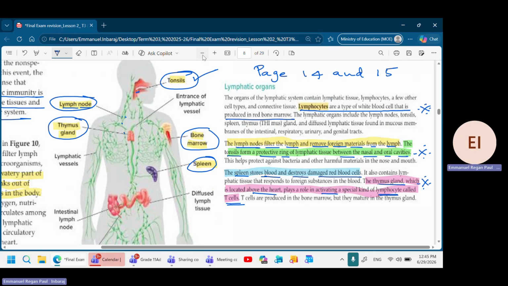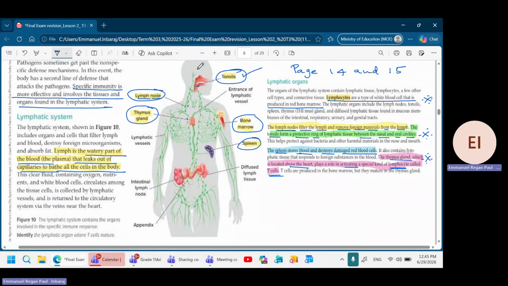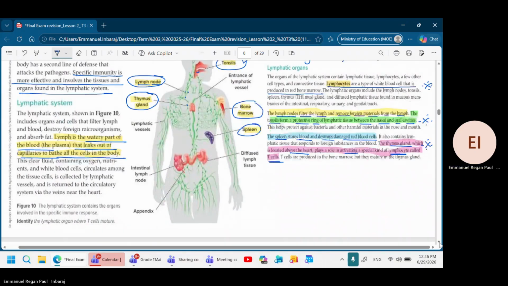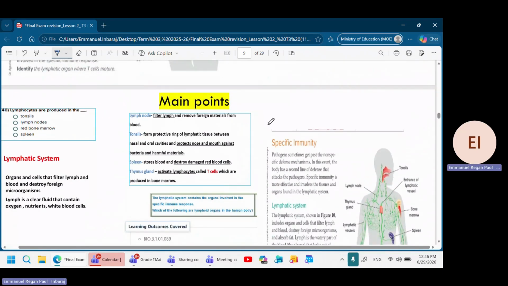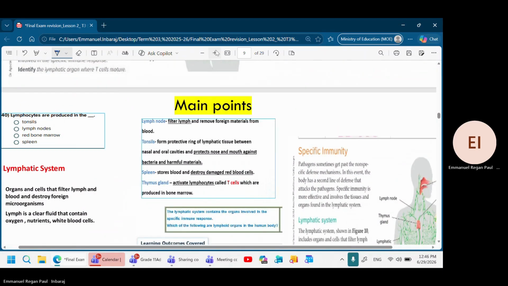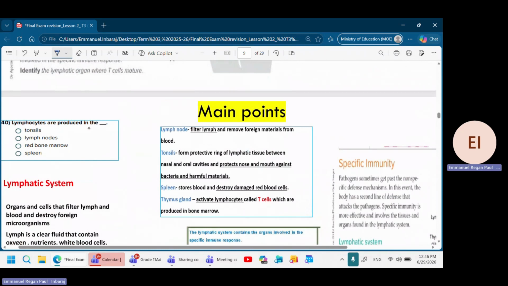Lymph is a watery fluid part of the blood that leaks out of capillaries to bathe all the cells of the body. Okay, now let's do some questions on it. You see, some questions are here. Lymphocytes are produced in the red bone marrow. We have seen that. Okay, and here are the main points.